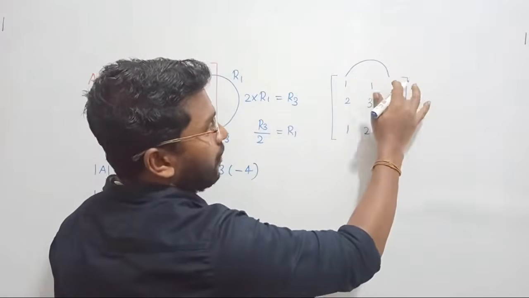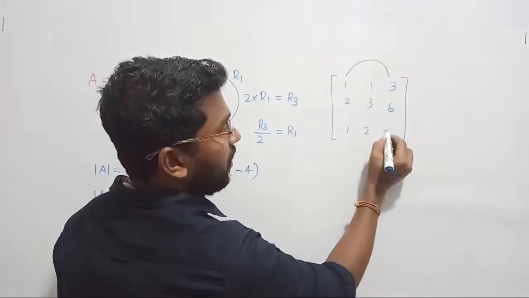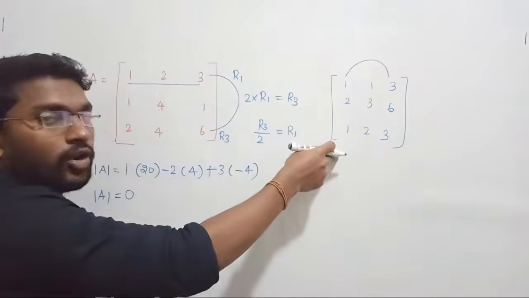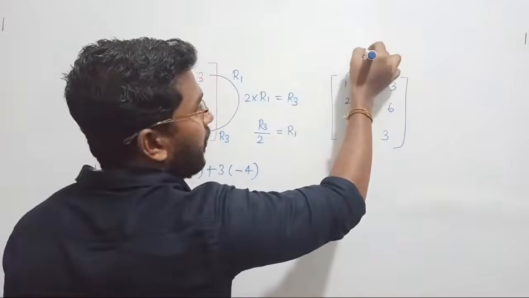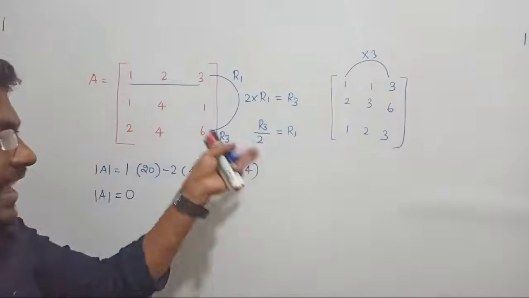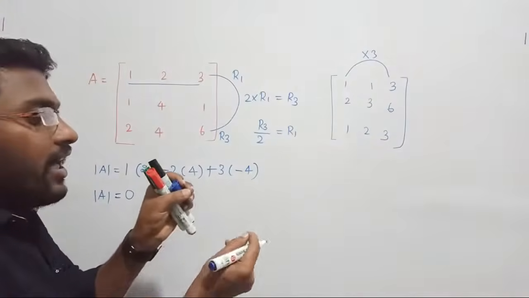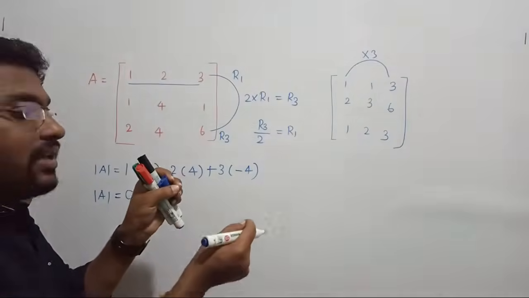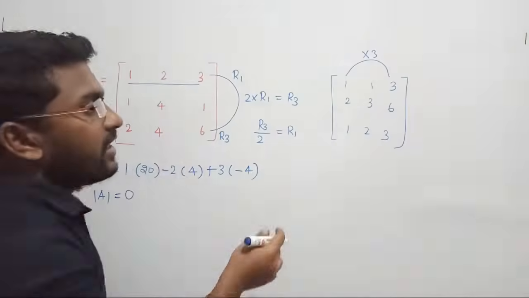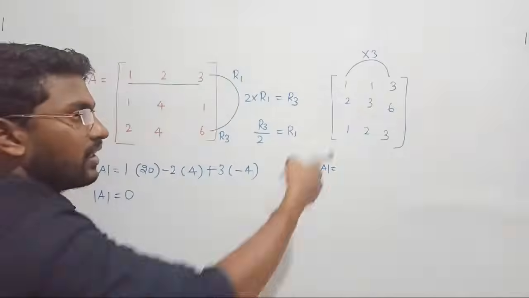If you know the product, for example, if I multiply by 3, then it will become 3, 6, 3. Just take row number 1 and multiply it by a factor of 3, and you will get column number 3. If I find any interrelation between the columns or rows, then its corresponding determinant is going to be 0. Shall we prove it? Yes. Check this one.